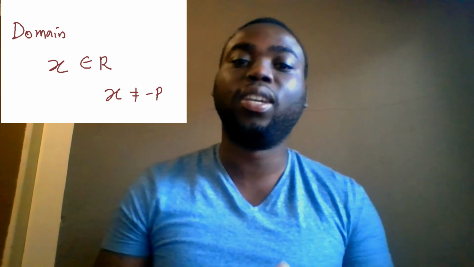And finally, just one last thing I haven't said. It's about your domain and your range for your hyperbolas. We say that our domain is usually the element of real numbers, but it doesn't include your asymptote. While the range is the same thing, it's an element of real numbers, but doesn't include the asymptote.